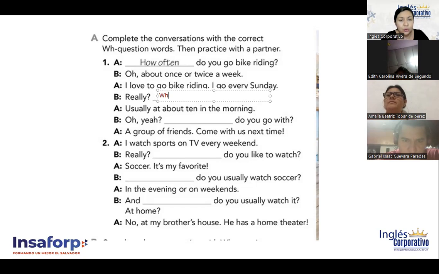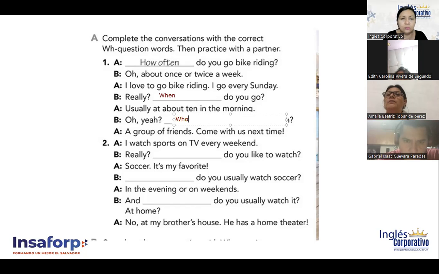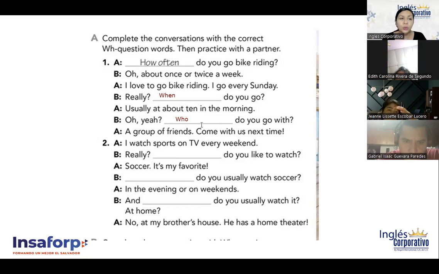When do you go? Usually at about 10 in the morning. Oh, yeah. And we have with at the end. So what is the question? Who do you go with? Who do you go with? A group of friends. Come with us next time. Okay, very nice. That is the first conversation.